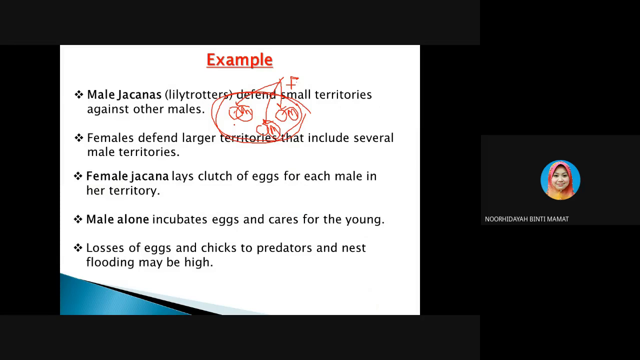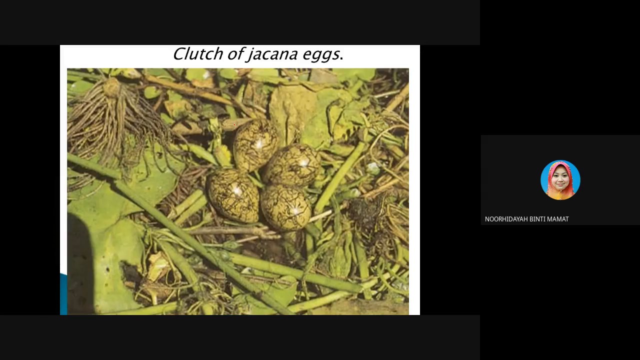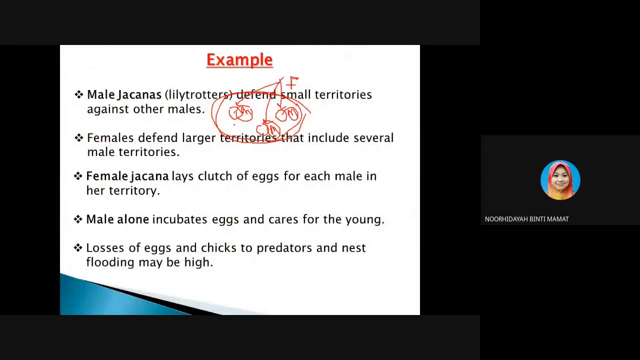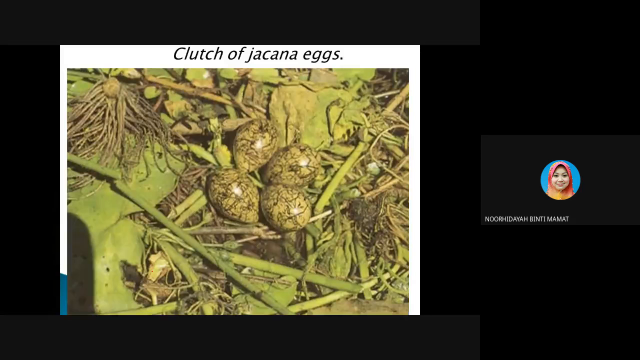Okay, in this male Jacanas, this is the clutch of Jacana eggs in one small territory of a male. So this is the habitat. That is why we're talking about the losses of eggs and chicks to predator and nest flooding may be high, because this is their habitat, right?